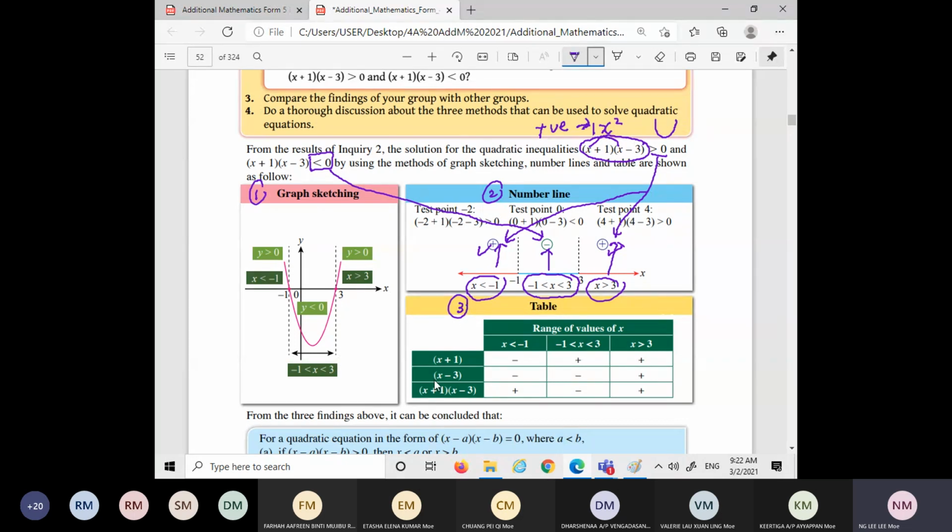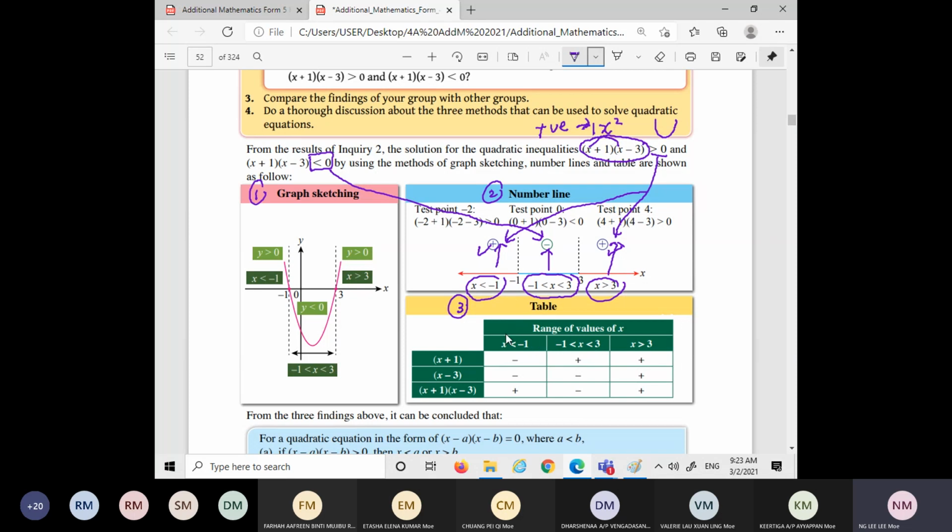Okay, so how to do this table method? It's still the same thing. You still need to have those two cutting points. You see here they divide into three portions. The idea is more or less the same for these three methods.